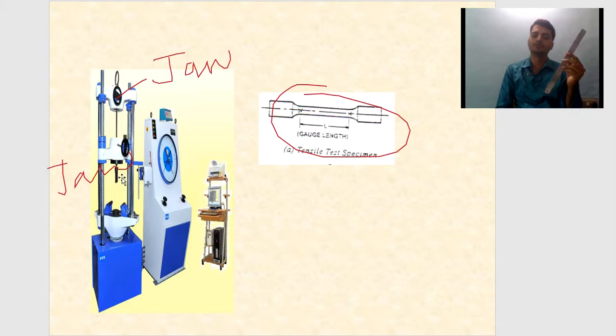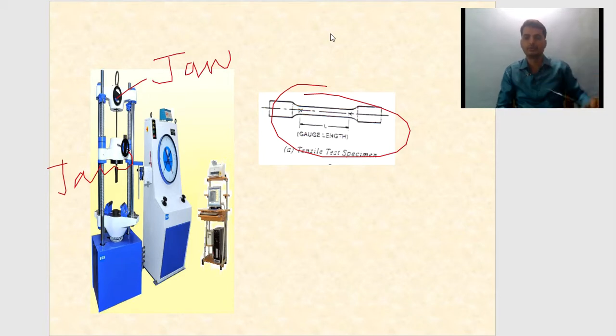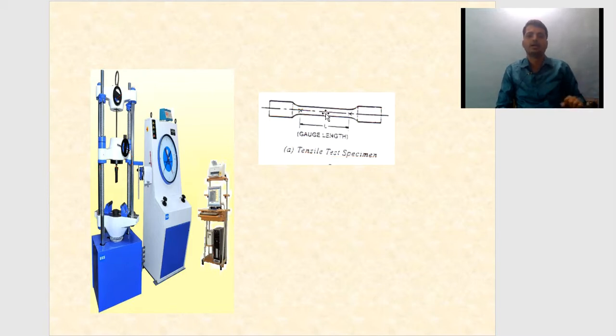Between these two jaws, we'll fix this specimen. What happens when we apply a load in two directions? It will slowly elongate. The elongation takes place along the diameter of the object. This test is used to conduct elongations. When elongation is taking place, the test is conducted. I hope you understand. This specimen is placed in this machine.